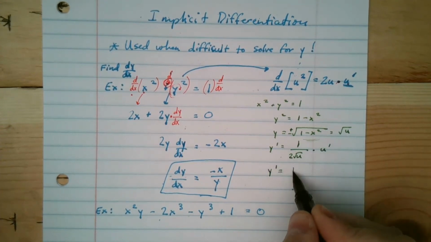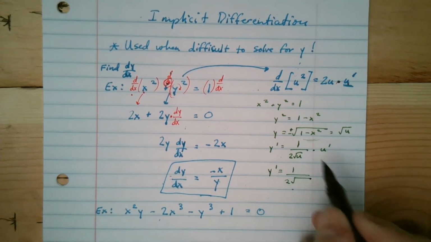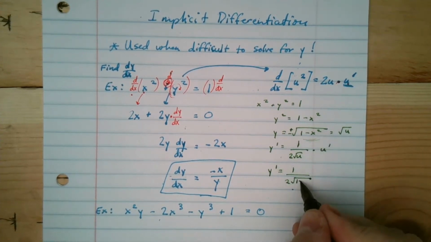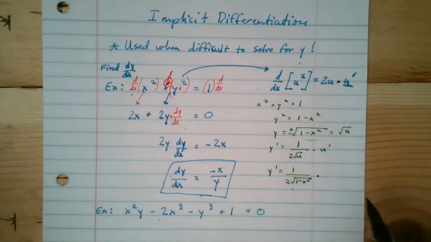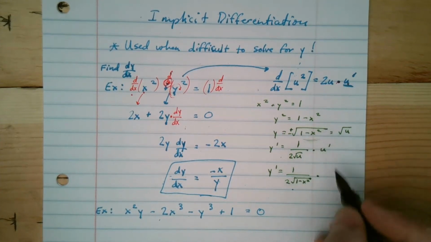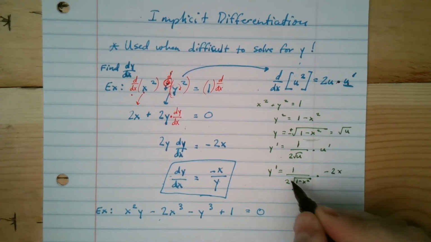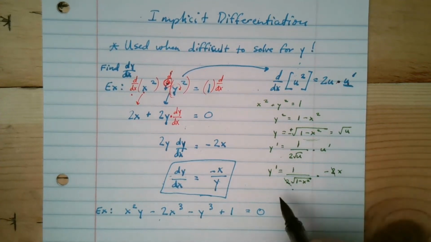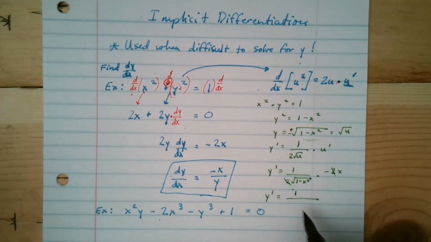y prime is going to equal 1 over 2 square root of 1 minus x squared, times u prime, which is the derivative of 1 minus x squared. Well, the derivative of 1 is 0, and the derivative of negative x squared will be negative 2x. And those 2's cancel. And so we get y prime equals negative x, right, I got to bring that x over here, over the square root of 1 minus x squared.